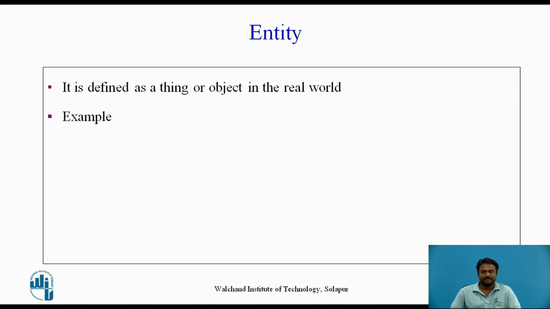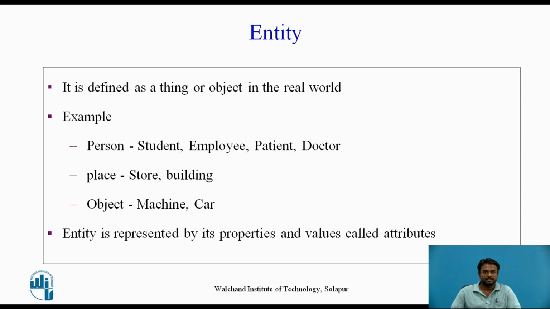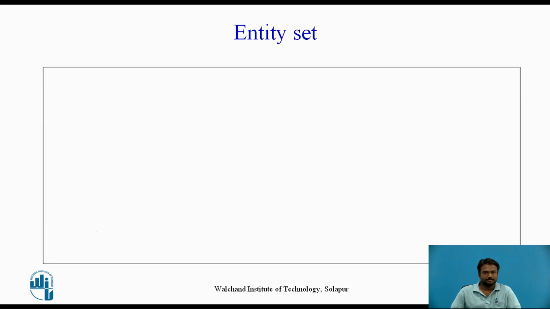Consider some examples of entities. Person like employee, student, patient, doctor are considered as entity. Places like store, building, objects like machine, product, car are considered as entities. Entities are represented by their properties and values called attributes.